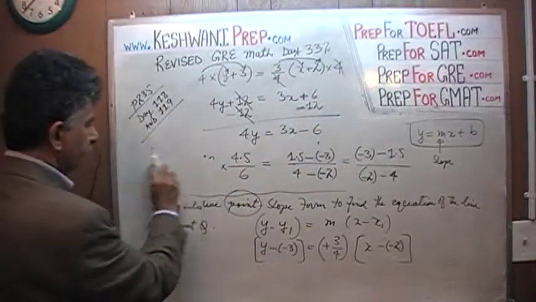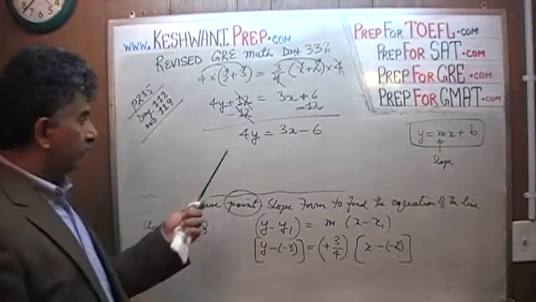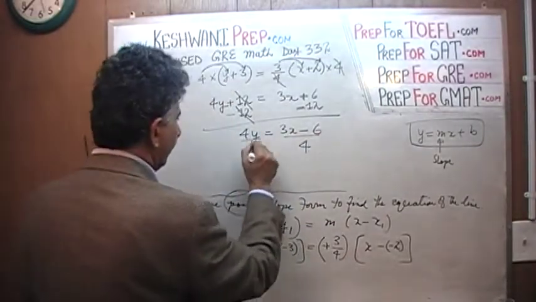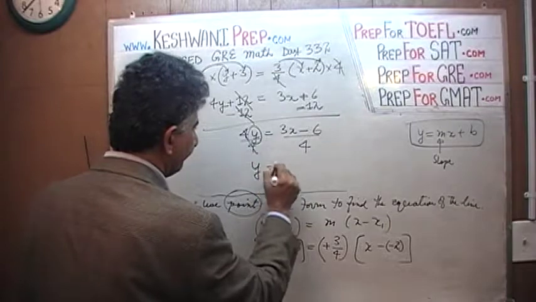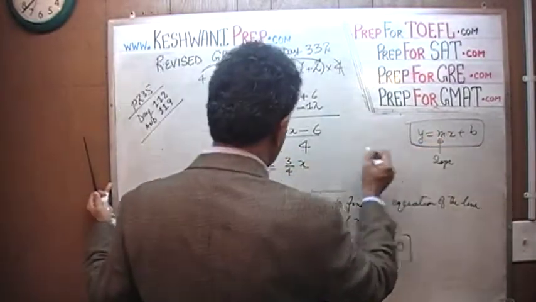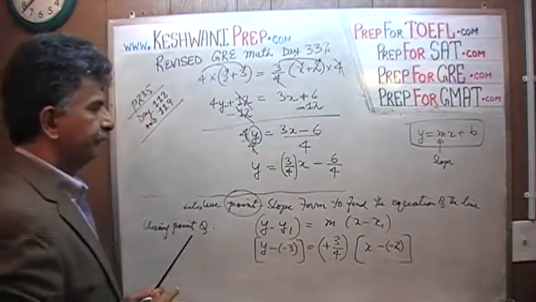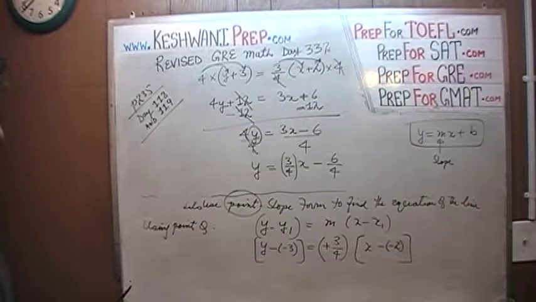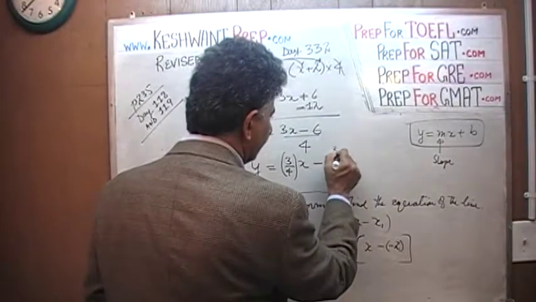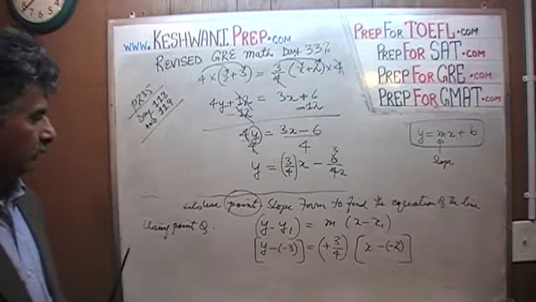Now we have to get rid of this 4. Let's divide both sides by 4. And we're going to end up with y by itself, 3 over 4 x, which is our slope, you see right here, minus 6 over 4. And that's it, we're done. 6 over 4, of course, has to be written as 3 over 2. But that's it, that's our equation.